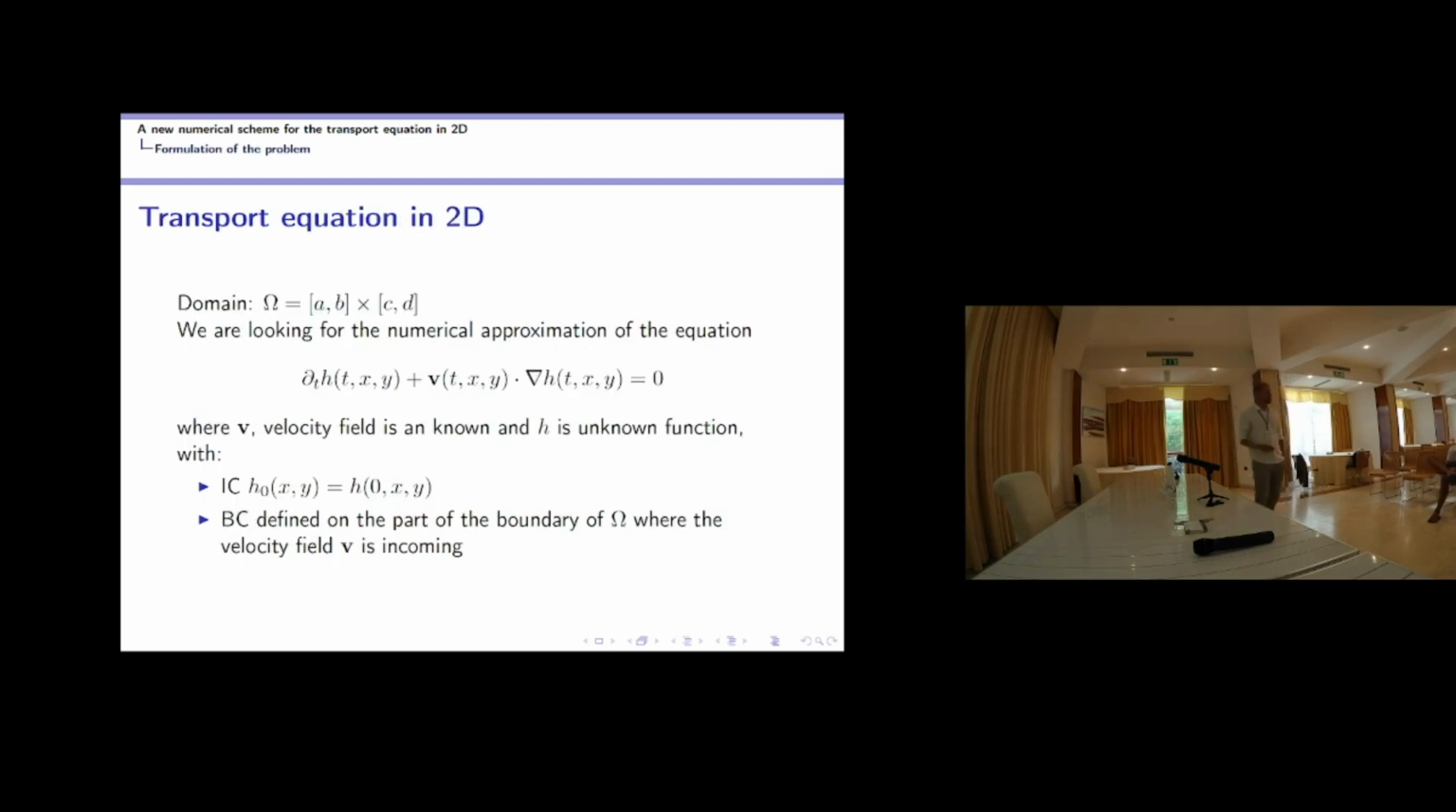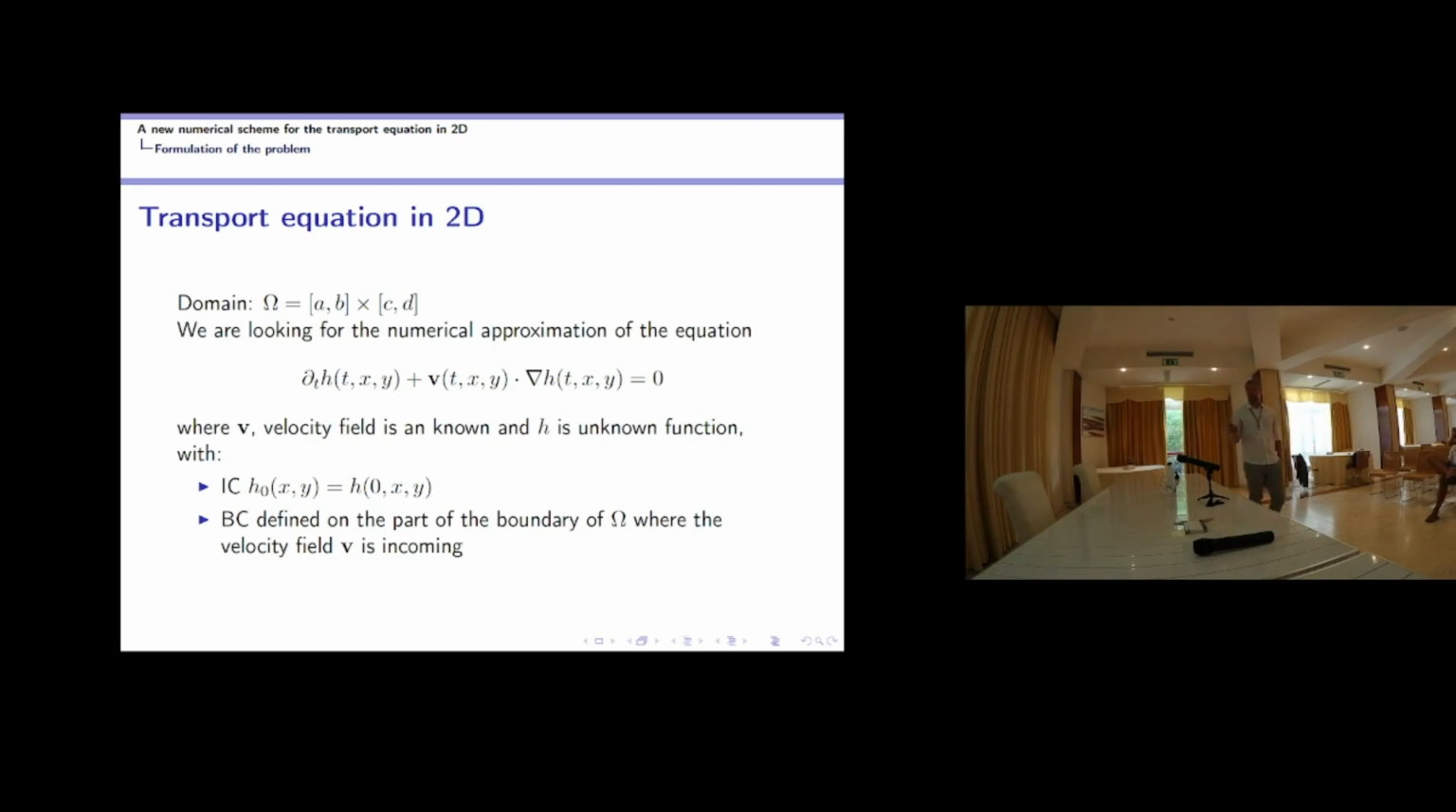So the transport equation appears in fluid dynamics, in Navier-Stokes equations, and so on. Our domain will be a rectangle, and we are looking for a numerical approximation of the equation of this form. h is our unknown function. v is a velocity field, so it's a vector. The velocity is known, and both of these 2 functions can depend on time and 2 spatial variables.